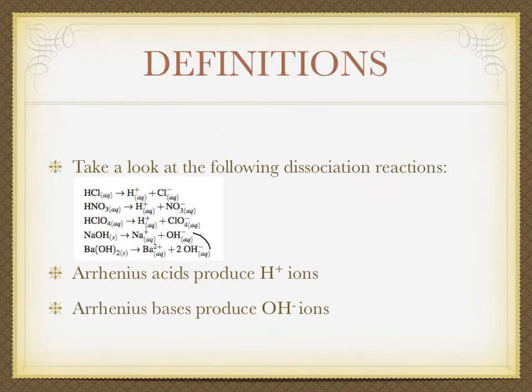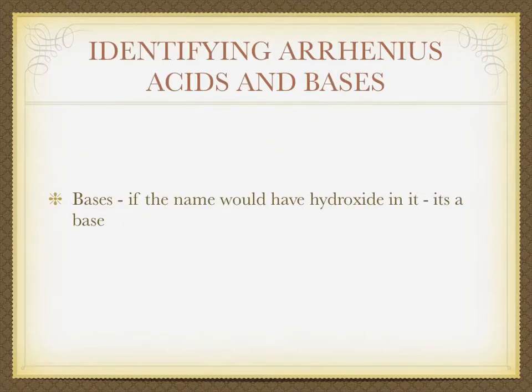Arrhenius bases give us hydroxides. Once again, this is the narrowest definition of a base. So for bases, if the name has hydroxide in it, then we know it's going to be a base. So if you have sodium hydroxide or magnesium hydroxide, those are going to be bases.